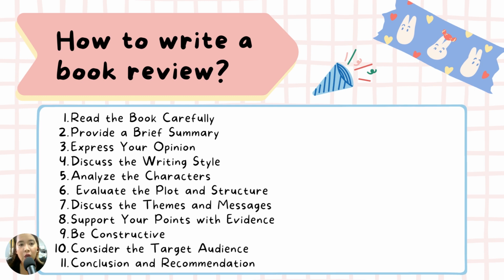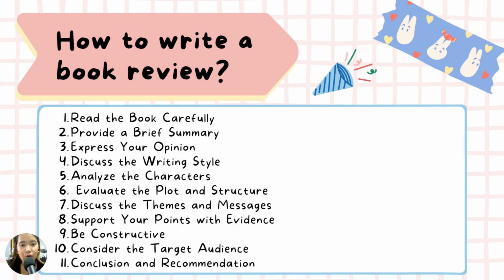So after that, when you have read about it already, you need to provide a brief summary of it. You express your opinion through the summary or through the context on how the author presented it, and then after that you try to discuss the writing style of the author, using the figures of speech or figurative language, or the style of the author in terms of how he wrote the text. And then after that you try to analyze the characters, evaluate the plot and structure, which would talk about the elements of the story itself.